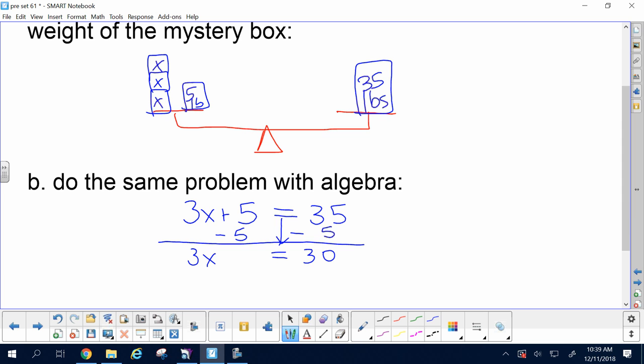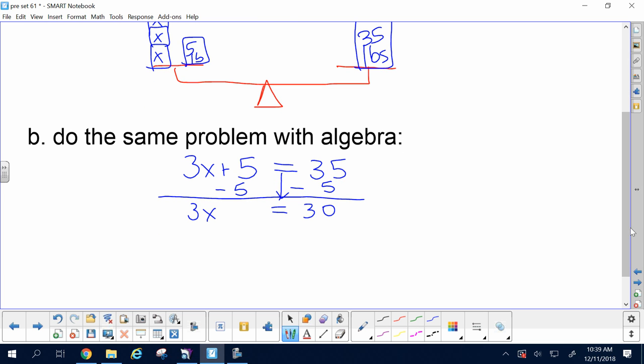How do we get rid of the 3 to get x by itself? Divide. And where do we show that? Underneath. Whatever we do to one side, we do to the other. Draw the line to show here's a new equation coming. Bring down the equal sign perfectly below. X is? 10. That makes sense because 3 tens plus 5 would be 35.